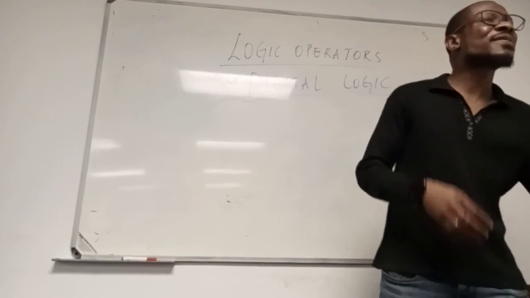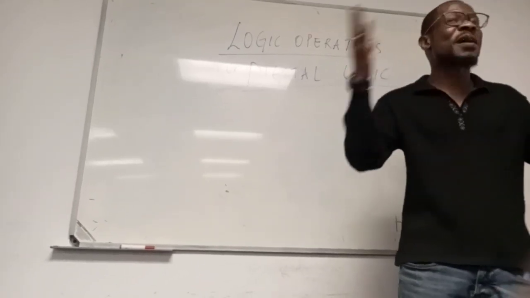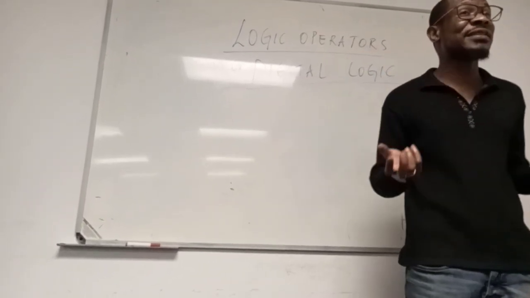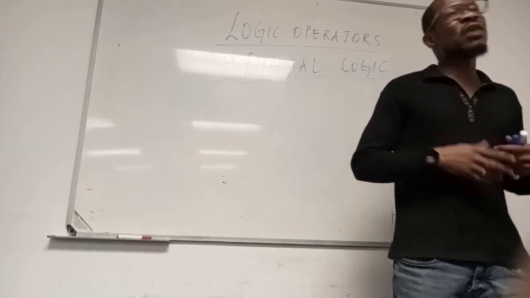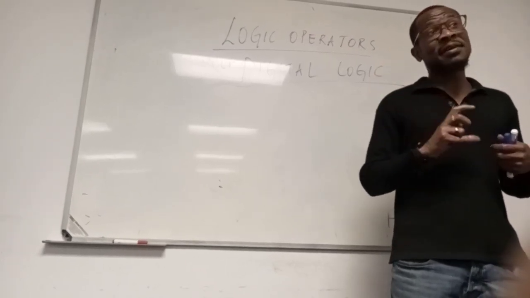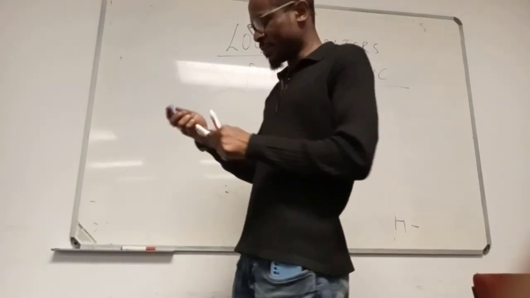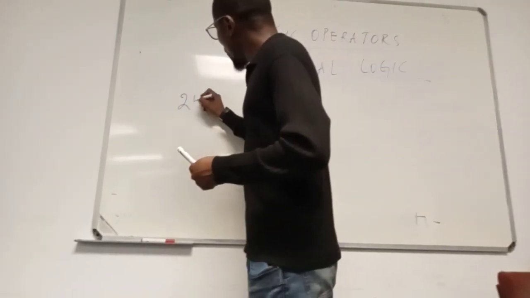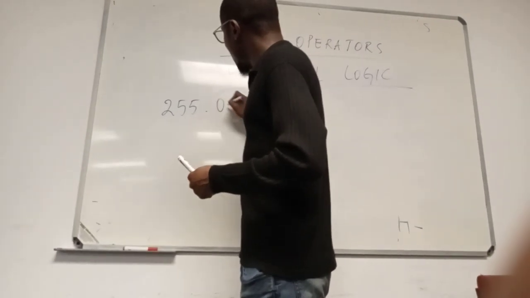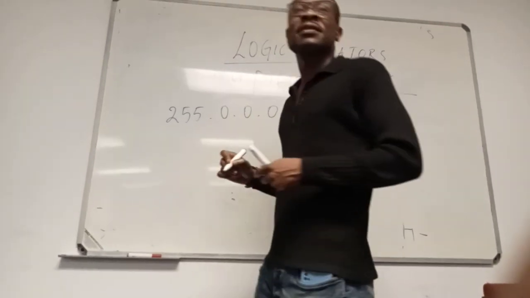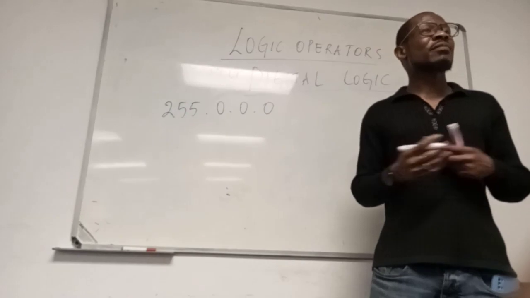Okay, let's say you have a default subnet. They're going to give you a default subnet, right? Your provider will give you an IP address and a default subnet. Maybe the default subnet is this one, 255.0.0.0. This is class A, right?